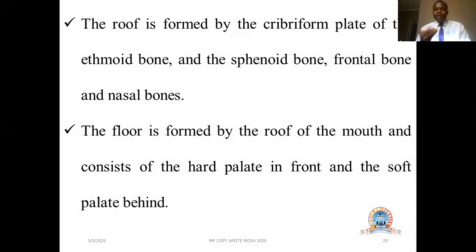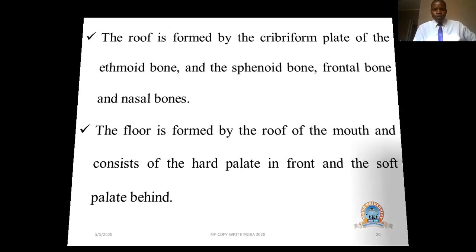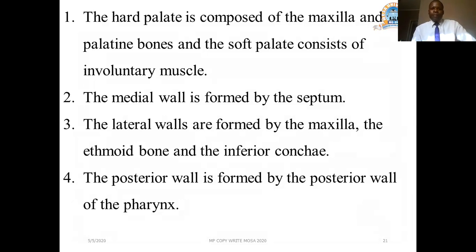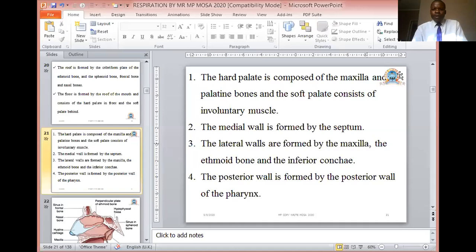If you look at your nose, under the nose there is the bone which is found on top of the mouth. That's why I'm saying it's formed by the roof of the mouth and consists of the hard palate in front and the soft palate behind. The hard palate is composed of the maxilla and the palatine bones, and the soft palate consists of involuntary muscles.